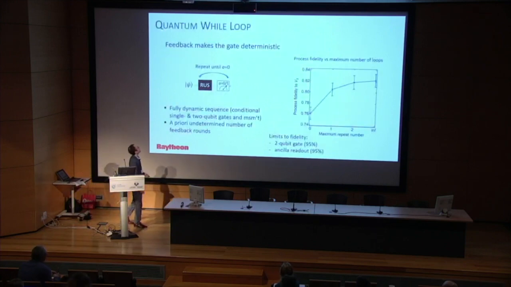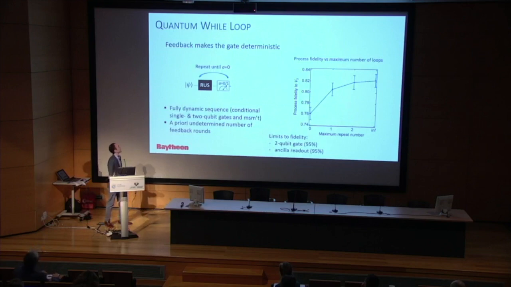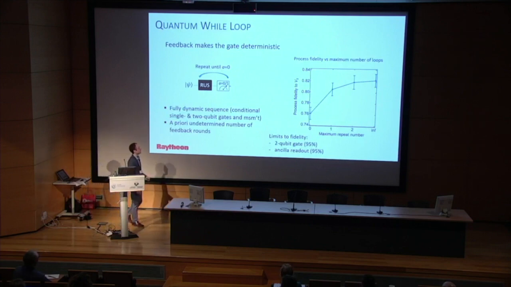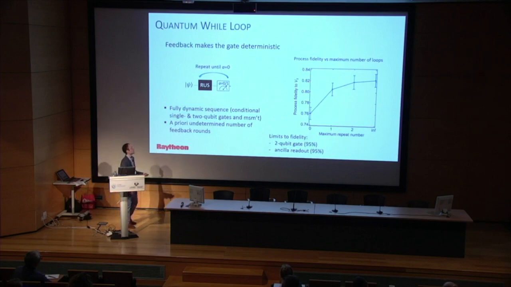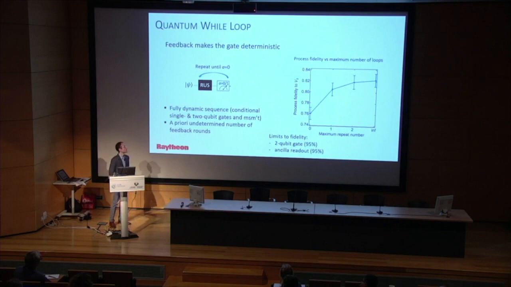But we can also do this deterministically, by applying this feedback loop continuously in a way that it will keep repeating itself until the result is the one we want. As you can see, with the limited fidelities that we have for this device, 2 qubit gates and ancillary readout, we can't really gain much. But that's basically what happens when we increase the maximum repetition number from 0, which means apply only once, to as many as you can, letting it repeat.